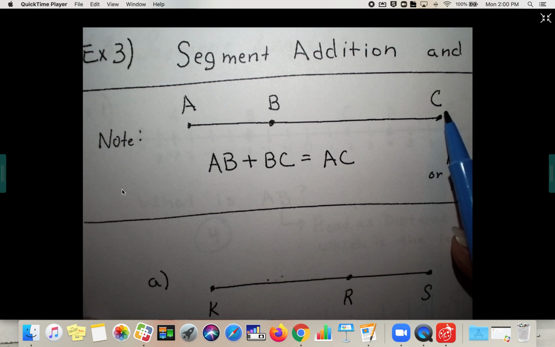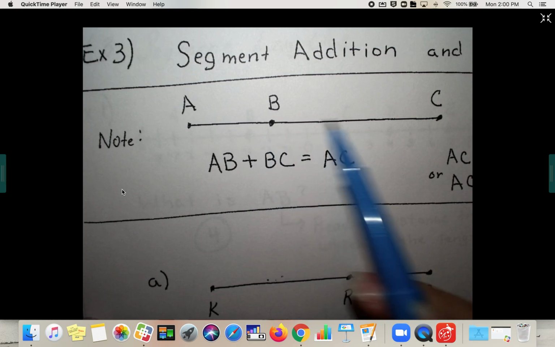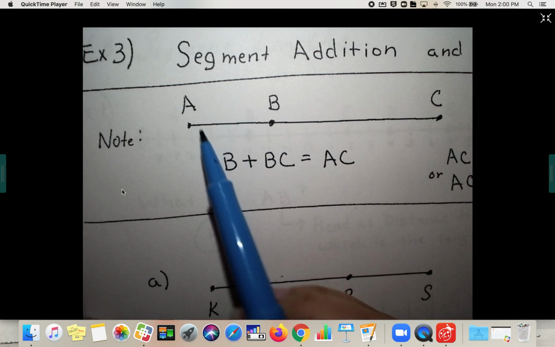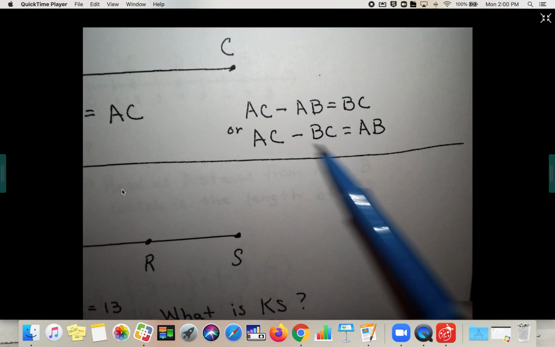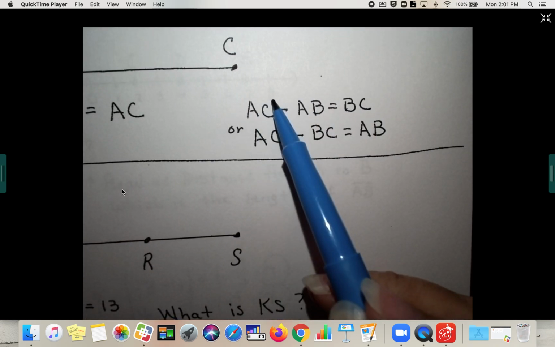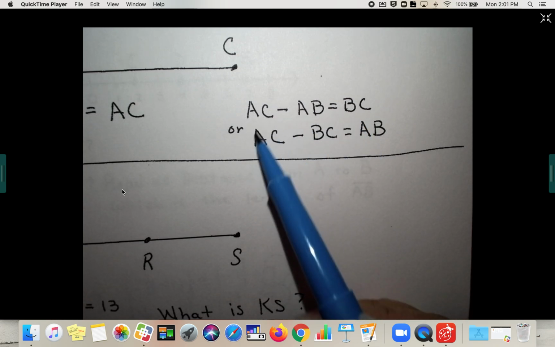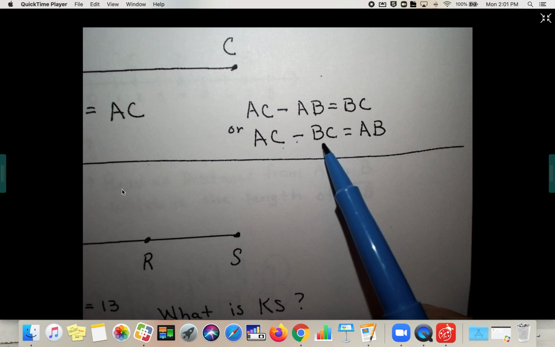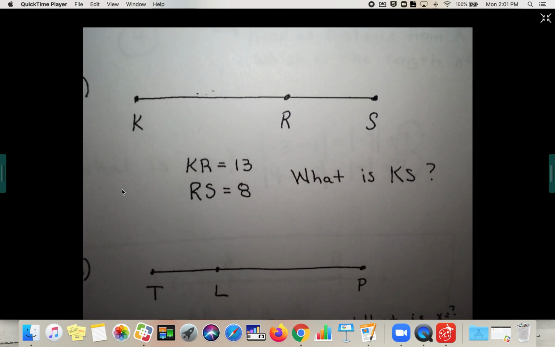And that's really all segment addition is. It's like taking a part of a segment and adding it to another part of a segment to get the entire total length of the segment. So the same thing works when you're subtracting, obviously. You would take the whole thing and subtract out one part of a segment to get the other, or you could take out the whole segment and subtract out the other part to get the other remaining one. So let's try it out and see if you guys can figure this out.